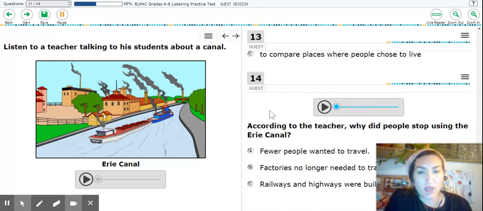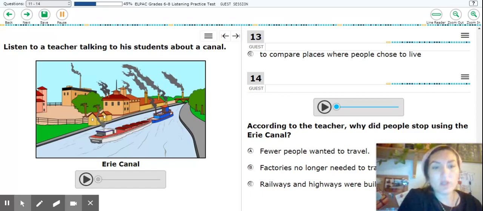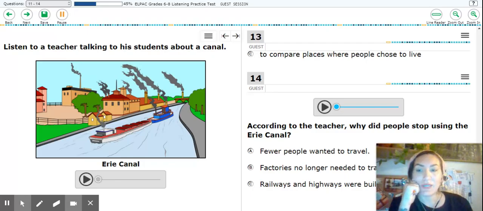Number 14 says, according to the teacher, why did people stop using the Erie Canal? So why did they stop? I'm guessing that'll come closer towards the end of the recording. And now I'm going to listen and demonstrate pausing a lot.